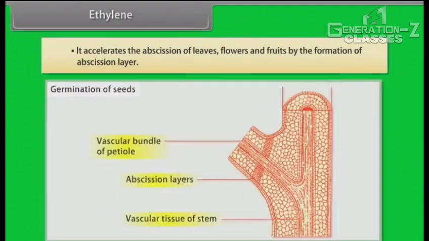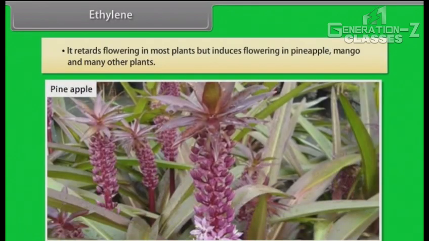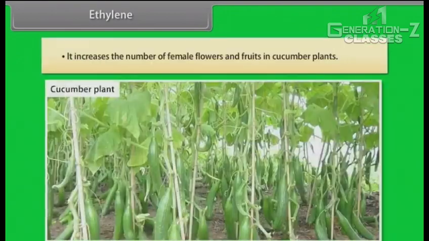It accelerates the abscission of leaves, flowers and fruits by formation of abscission layer. It retards flowering in most plants but induces flowering in pineapple, mango and many other plants. It increases the number of female flowers and fruits in cucumber plants.